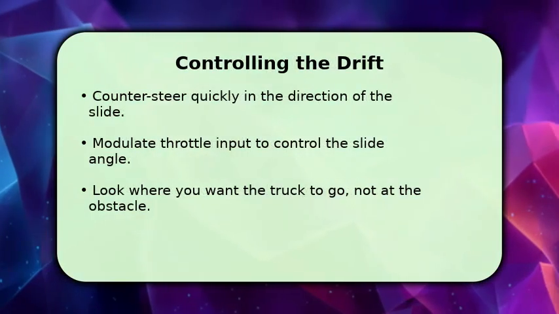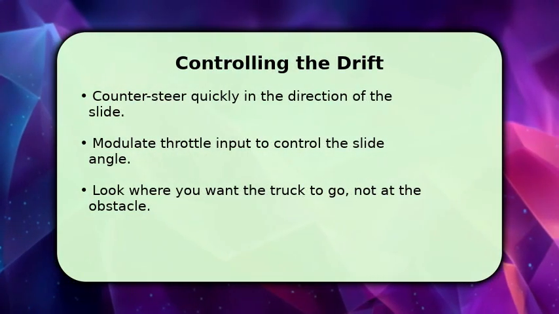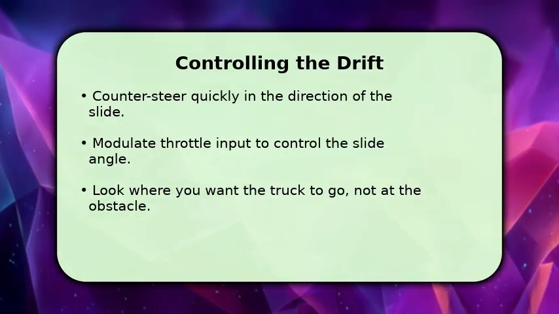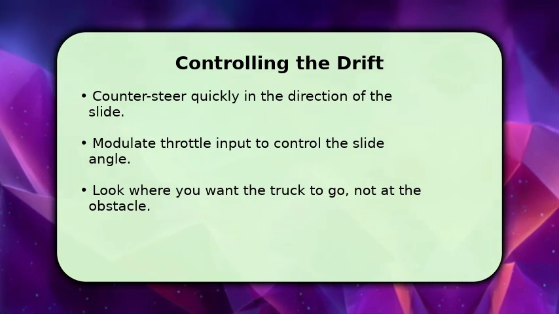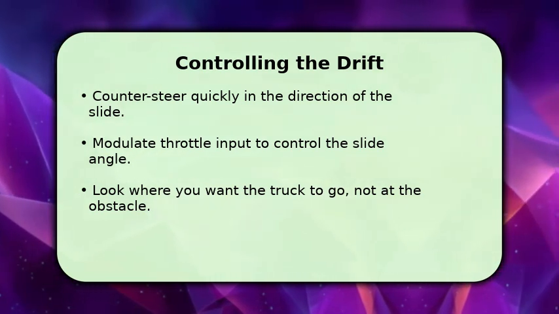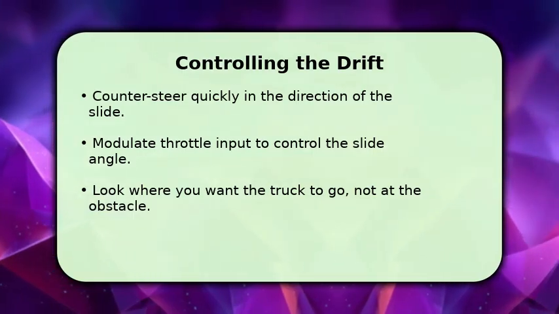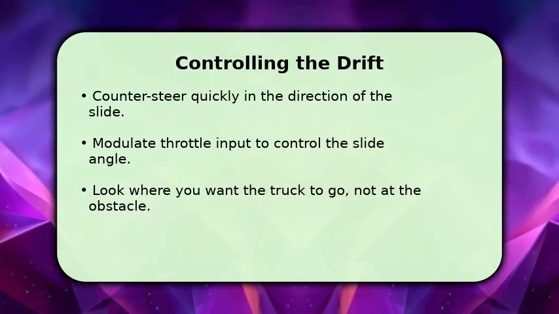Once the rear tires lose traction, immediately countersteer by turning the wheel in the direction of the slide. Use the throttle to control the angle and speed of the drift. More throttle widens the angle, less tightens it. Keep your eyes focused on where you want the truck to go, not on any potential obstacles.